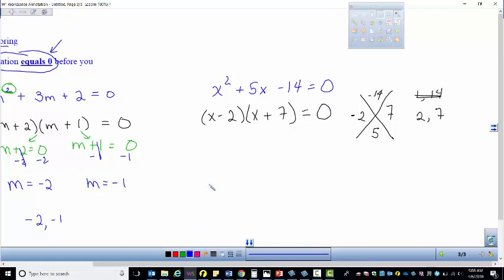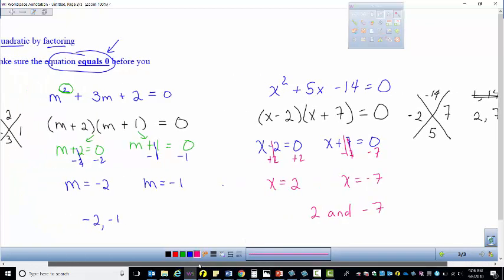And now what you're going to do is you're going to set each one equal to 0. So x minus 2 equals 0. And then x plus 7 equals 0. And now we solve. The opposite of minus 2 is plus 2. And then the opposite of plus 7 is minus 7. So these cancel. So my two answers are 2 and negative 7.